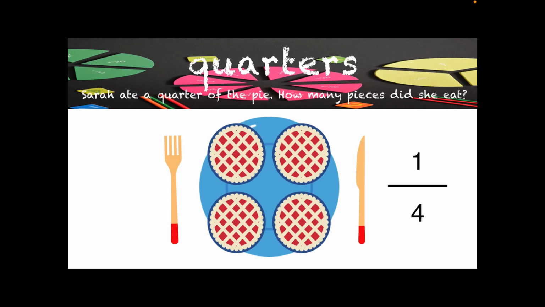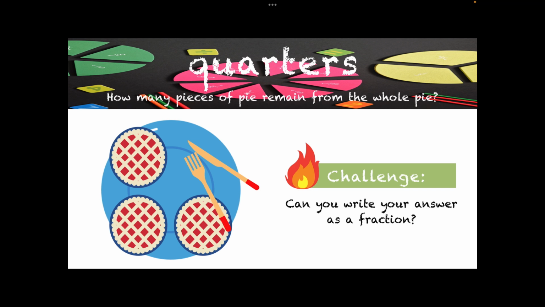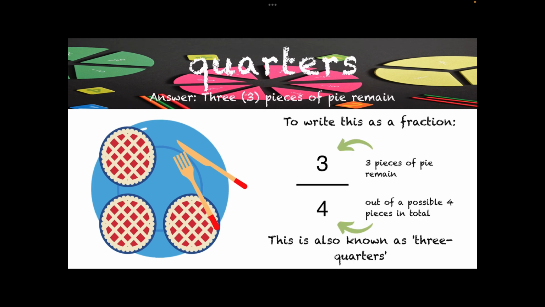Sarah ate a quarter of the pie. How many pieces did she eat if she ate one of 4? Then she ate 1/4 of the pie. How many pieces of pie remain from the whole pie? Can you write your answer as a fraction? 3 pieces of pie remain.